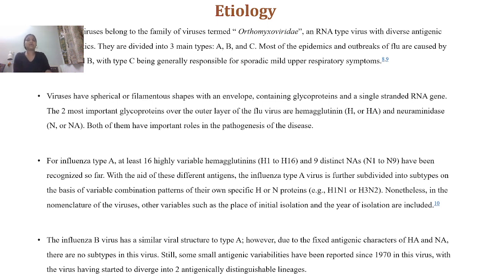As I told, hemagglutinin is required for attachment of the virus to the host surface. It binds to the sialic acid residues present on the glycoproteins on our cell surface, and neuraminidase is responsible for cleaving the virus out of the cell. So these are important for the entry and the exit of the viruses.